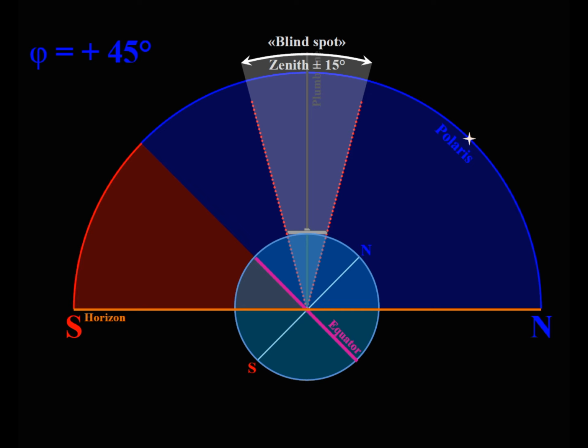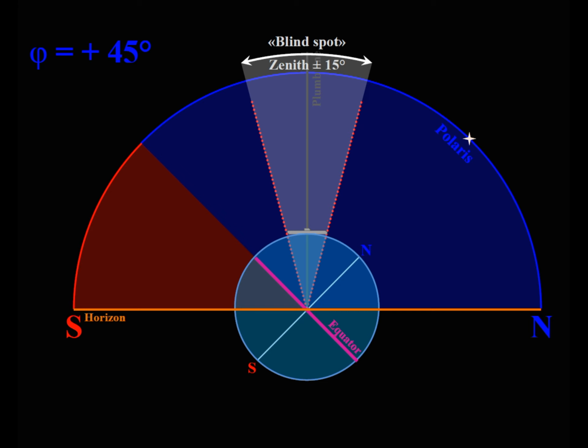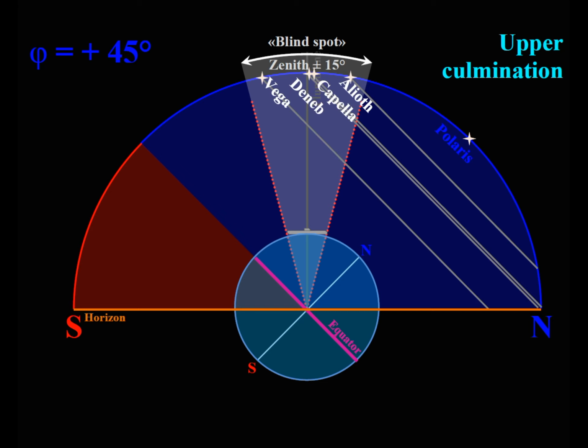Upper culmination of some stars takes place in the blind spot. You cannot use these stars to determine your latitude in this case. You can determine your latitude from other stars in the north declination and from some stars in the south declination.